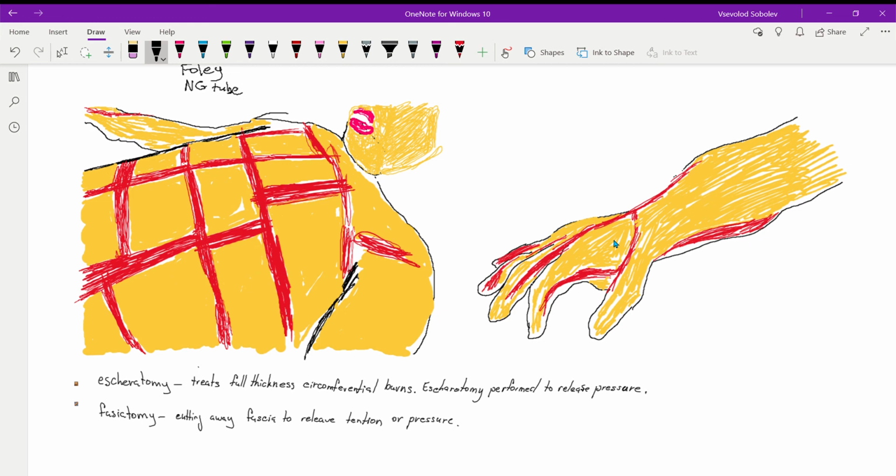So escharotomy treats full thickness circumferential burns. Escharotomy is performed to release pressure, and it's performed by trained physicians, not by nurses. Fasciotomy, cutting away fascia to release tendons of pressure.